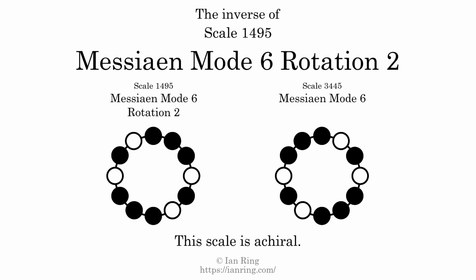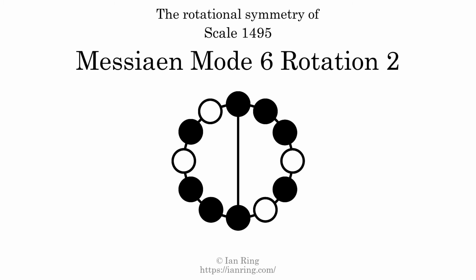The inverse of this scale is scale 3445, also known as Messiaen Mode 6. This scale is achiral, since it can transform into its own reflection by a rotational transformation. This scale has rotational symmetry at 6 semitones. For even more detail about this scale, visit ianring.com/musictheory/scales.